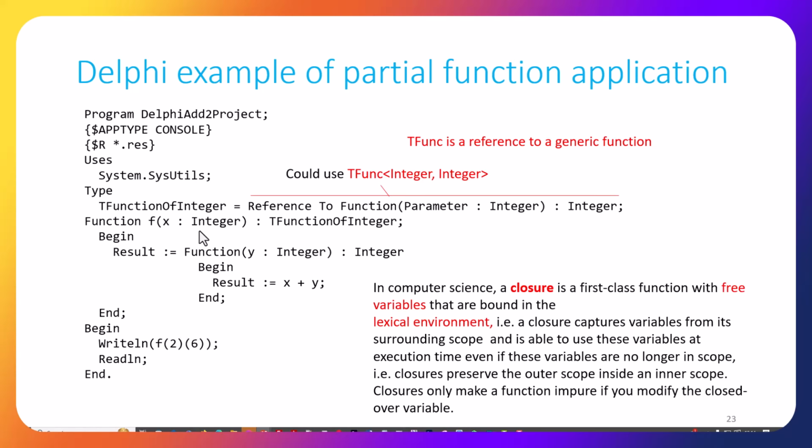Closures only make a function impure if you modify the closed over variable. So I can imagine an application where you want to make a counter which you can increment. Let's call it increment counter, and you capture a free variable when you're setting it up. So you make a call which returns this increment counter. It's initialized, let's say, to 0.